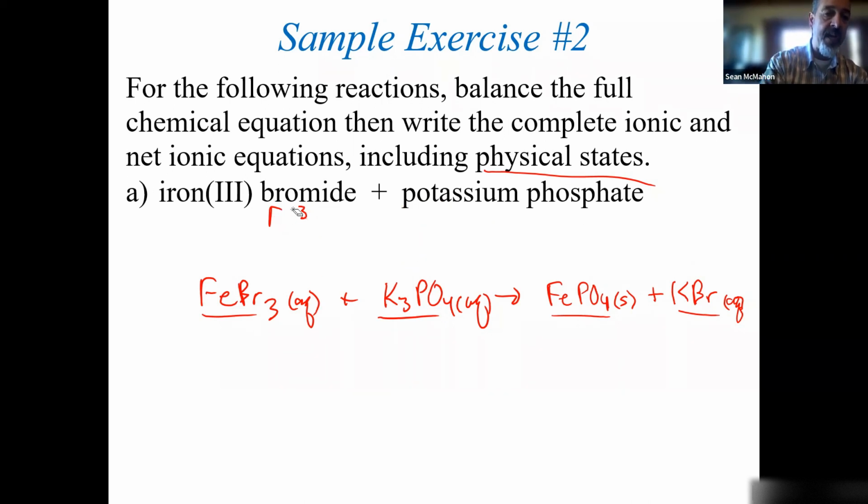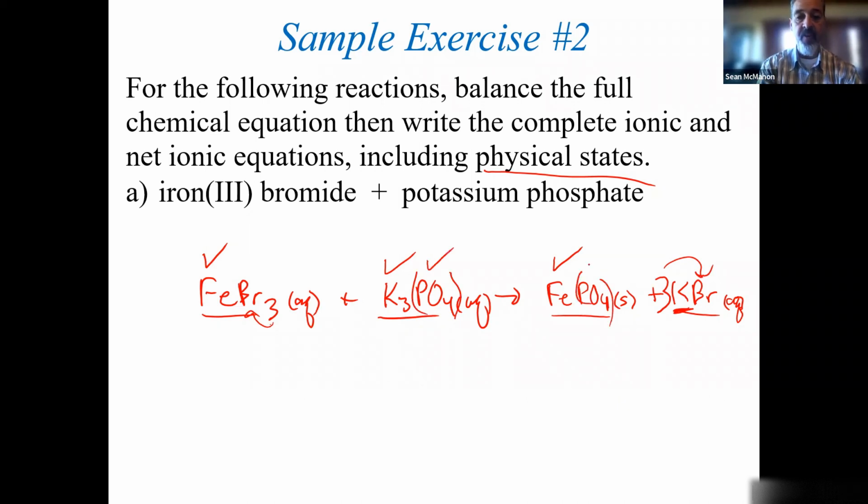Now, what do I have to do next? I have to balance it. So how do I balance it? Well, first I would do what? Metals, 1 iron, 1 iron. Then I would go to potassium. There's 3 here. There's only 1. So I'm going to put a 3 right there. Now I would go to nonmetals. Well, I have 3 bromides on the product side, and 3 bromides on the reactant side. So I'm okay there. I have phosphate on both sides. I'm not going to split it up. 1 phosphate, I'm done.